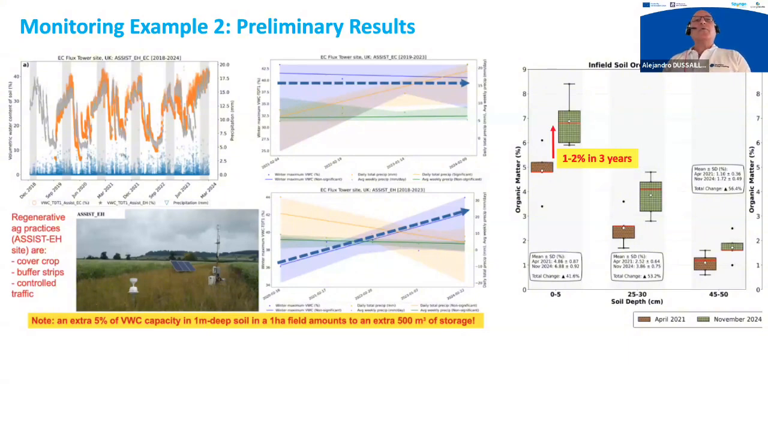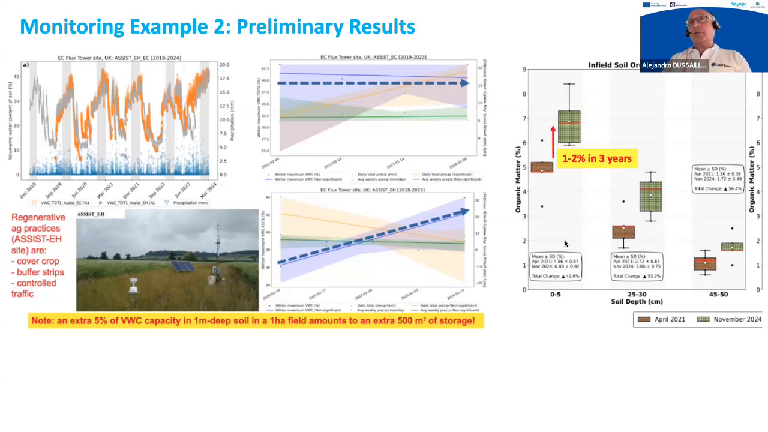We found that the maximum amount of soil moisture that the soil could capture had increased significantly at this site. This is important because an extra 5% of soil water volume storage capacity in a 1-meter deep soil in a 1 hectare area is actually 500 cubic meters of extra storage. So this is a very important indicator.